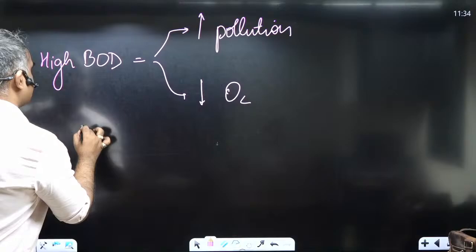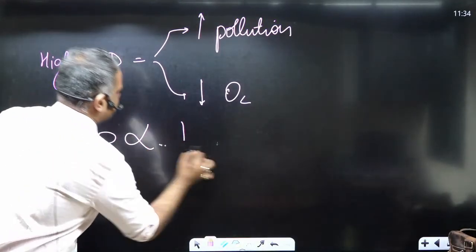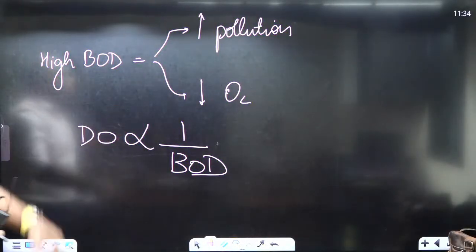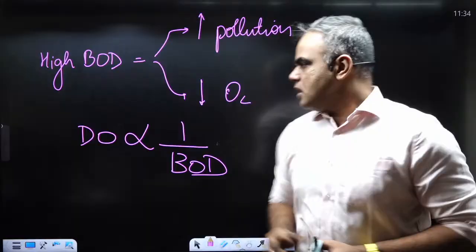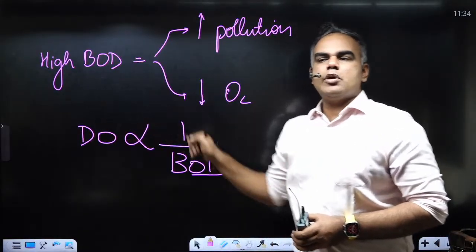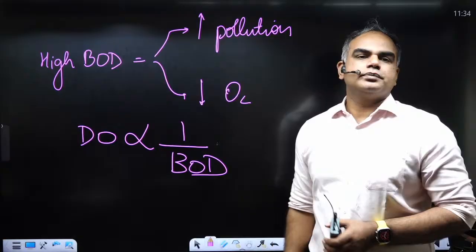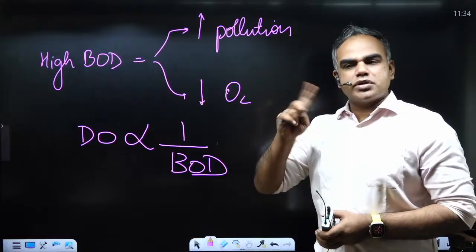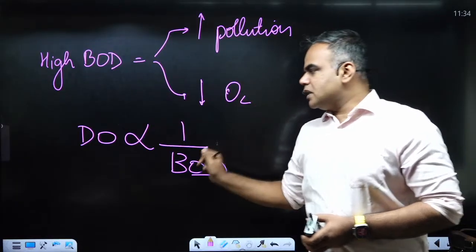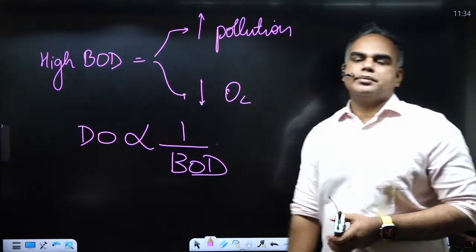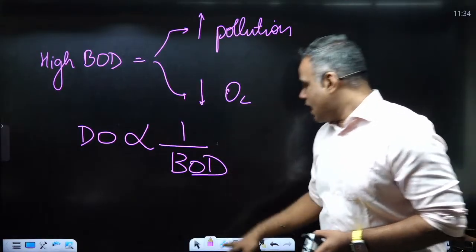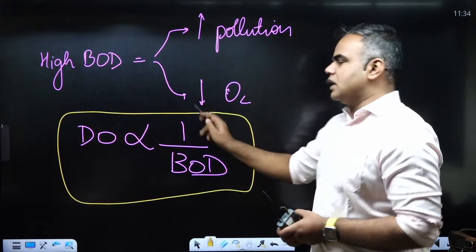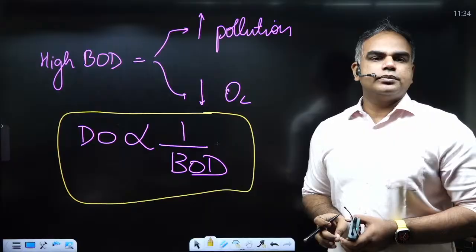This means you can also write it: dissolved oxygen is inversely proportional to BOD. What does this mean? If dissolved oxygen is increasing, then BOD will decrease. And conversely speaking, if the BOD is high, biological oxygen demand is high, that means pollution is high, that means dissolved oxygen will be less. This you should always remember. And we can use this even in case of Yamuna, in case of river Ganga, in different rivers. This will always be true.